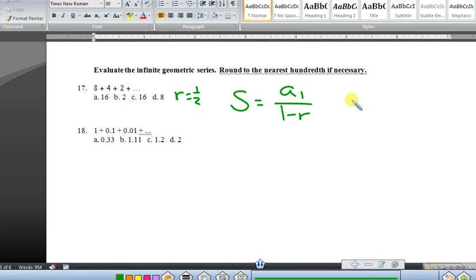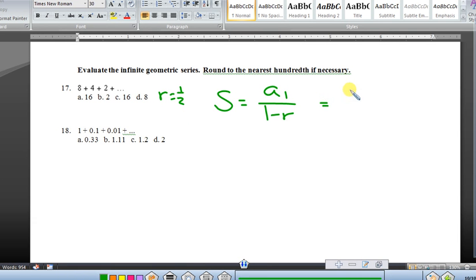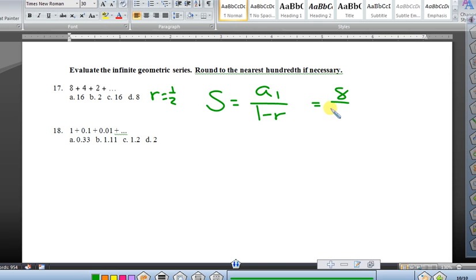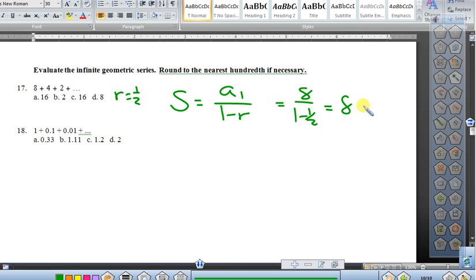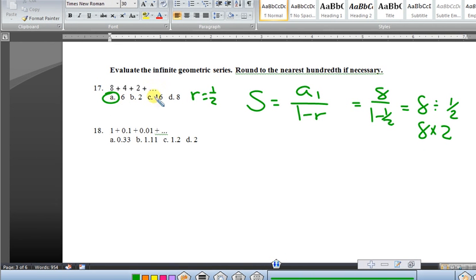I'm going to plug into this formula the first term, which is 8, and 1 minus 1/2, which is 1/2. And 8 divided by 1/2 is the same as 8 times 2. So the answer is 16. You'll notice that this question has 16 twice, so either one of those answers would be correct.